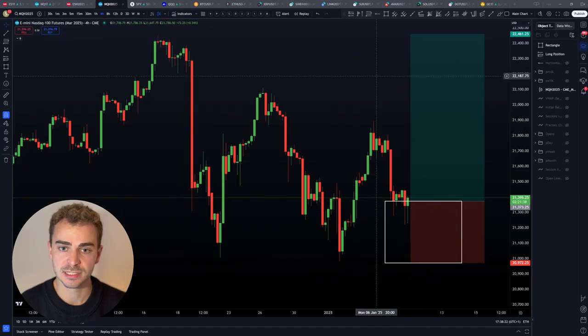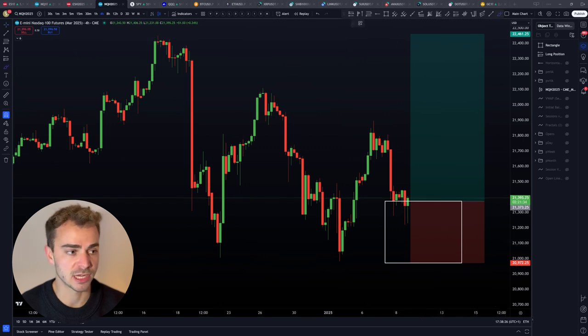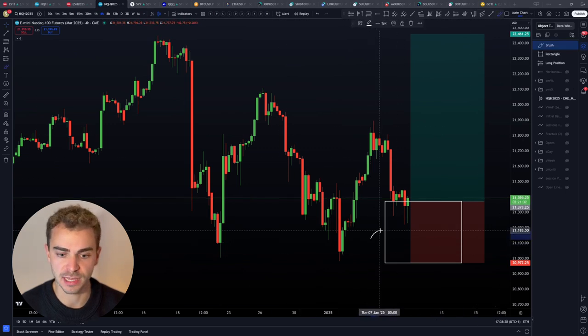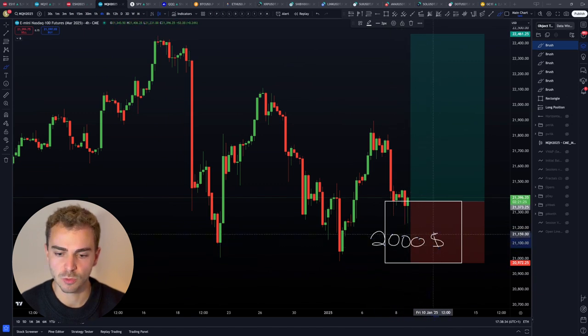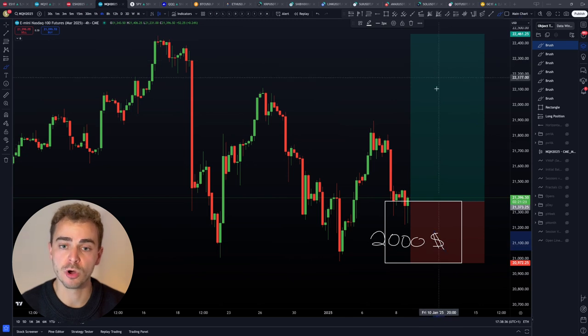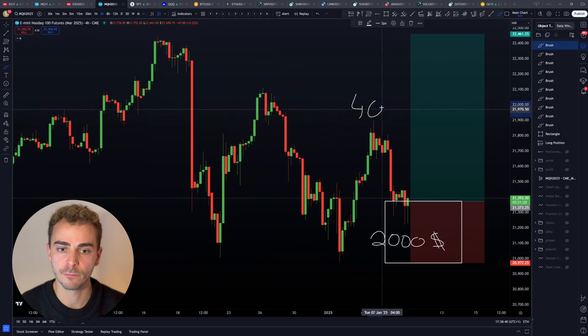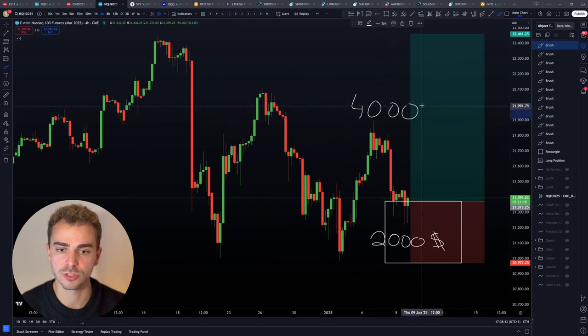So let's write it down here, and then let's see what the potential reward is going to be on that trade. So the risk is going to be $2,000. So for it to be a 2-to-1 risk to reward ratio, we at least want to make $4,000 profit. So risking 2,000 to potentially making 4,000, this is a trade that is worth taking.